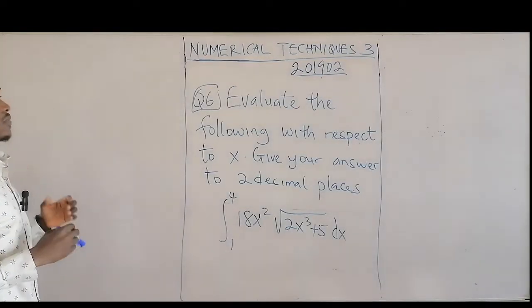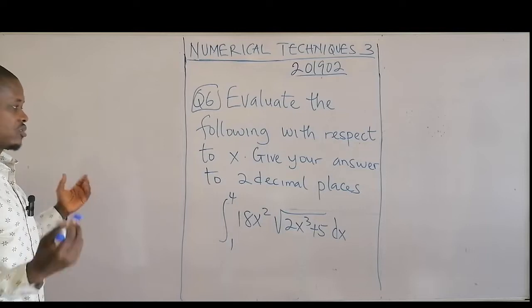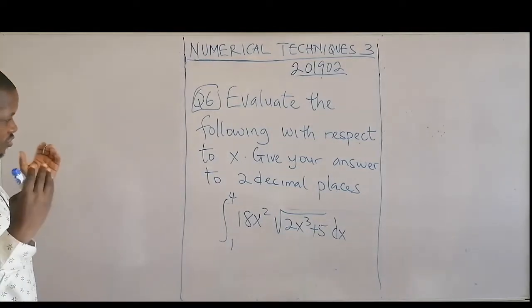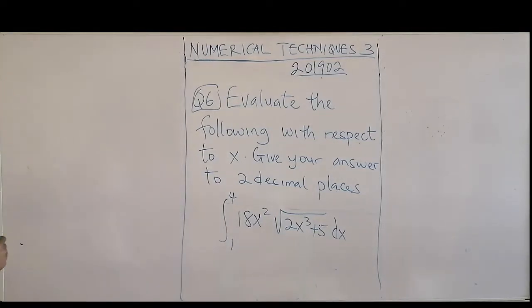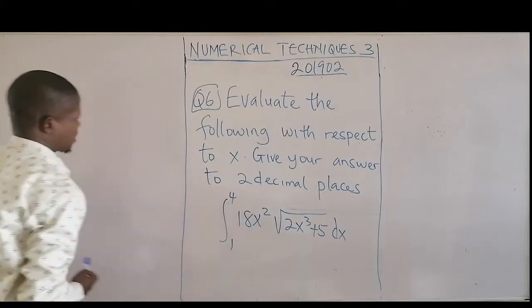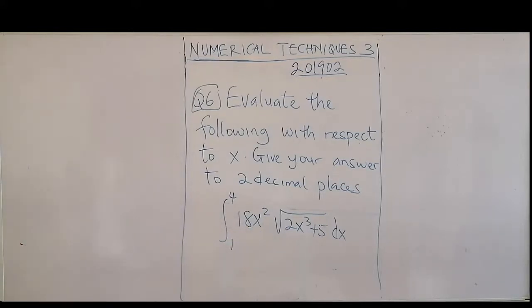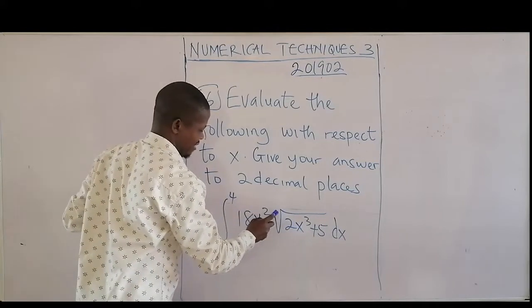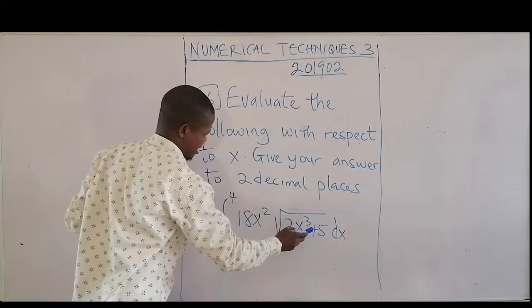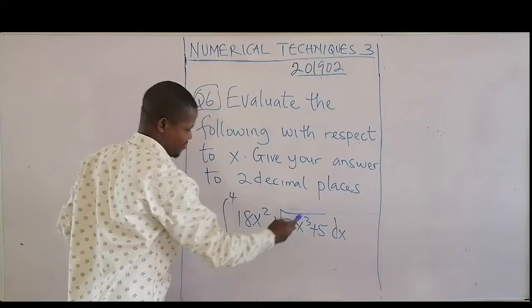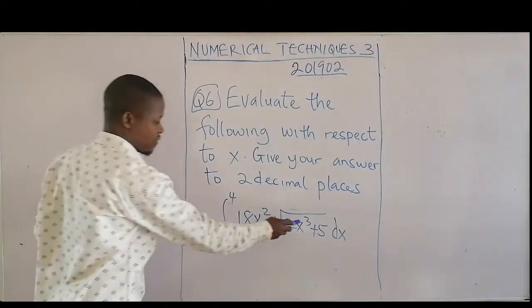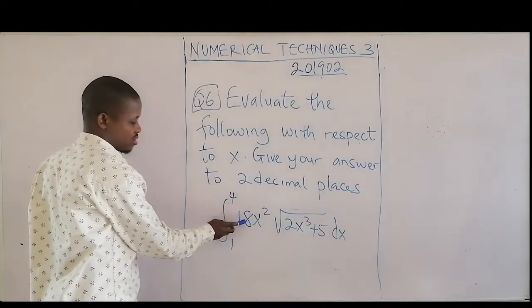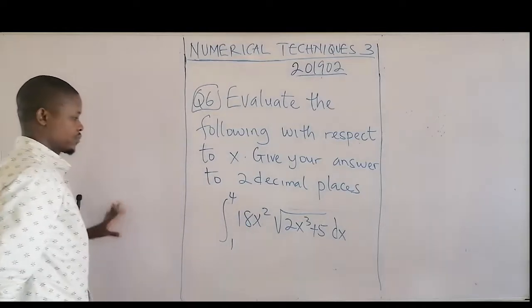Question six, evaluate the following with respect to x. Give your answer to two decimal places. And this is what we have. If you look at the question, you realize that the expression inside the square root is of higher degree, that's the power of 3, while the one beside it is power of 2.